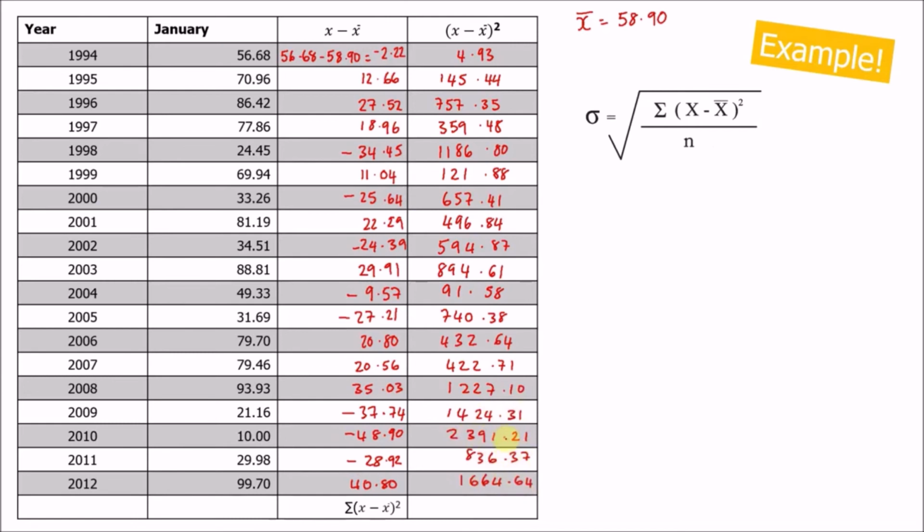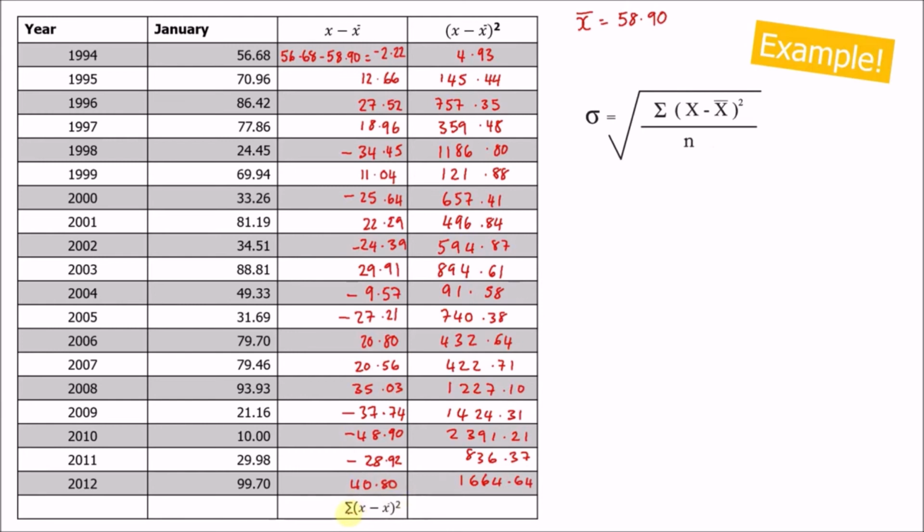Okay, so just to recap, what we've been doing there then is working out the difference between our value for the month of January and the mean. We've then been squaring that number to give us the value for the final column. The last thing we need to do is to add up that final column to give us this value here.